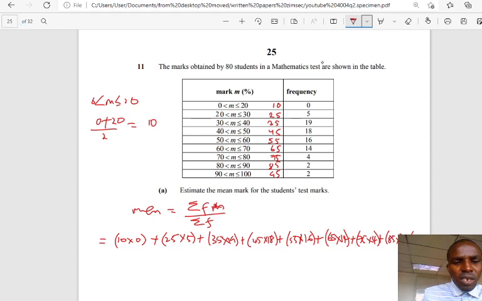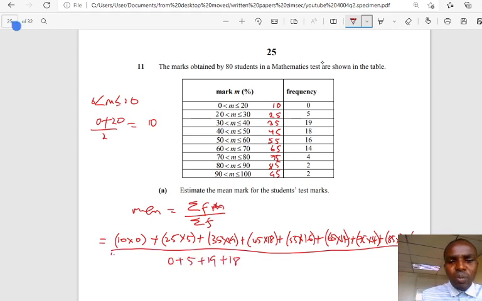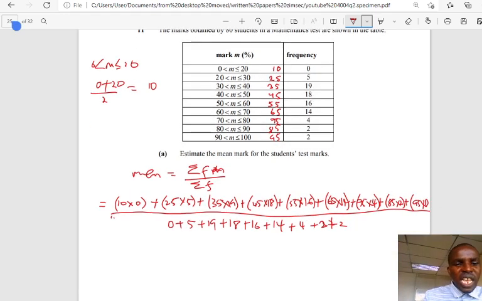Total frequency: 0 plus 5 plus 19 plus 18 plus 16 plus 14 plus 4 plus 2 plus 2. Working is very important, but just know that this total will give you 80 students. It's supposed to be 80, the total number of students, right? Then you say over 80, then you add the numerator.